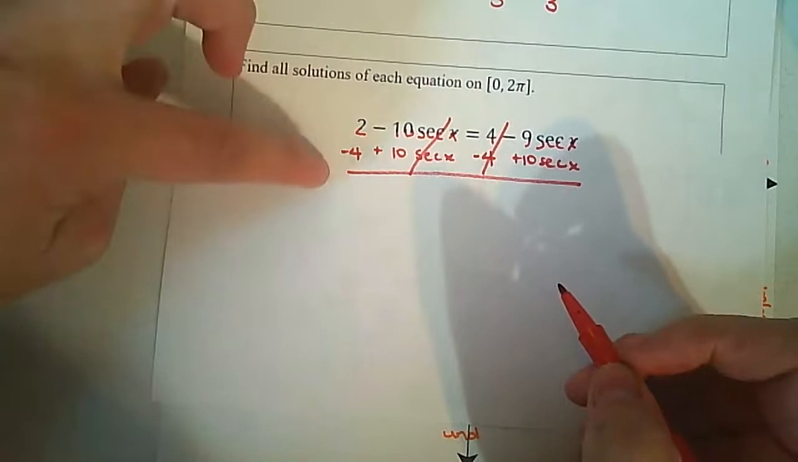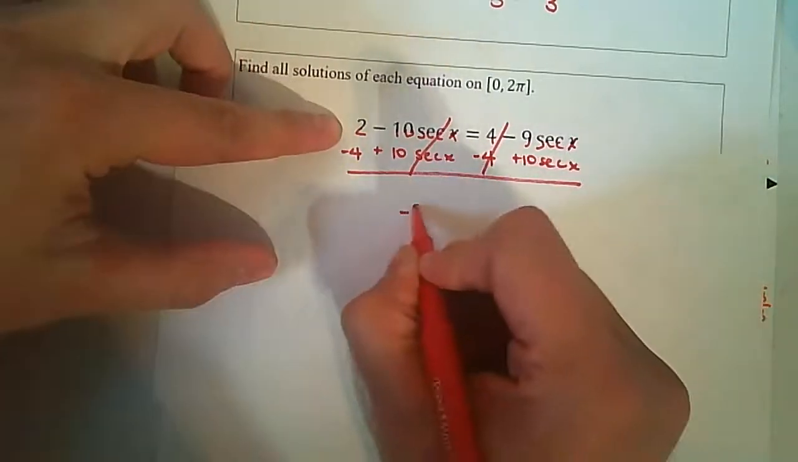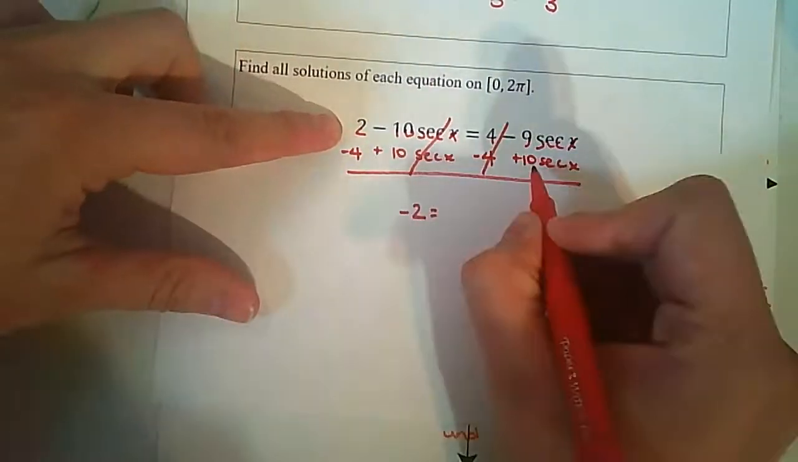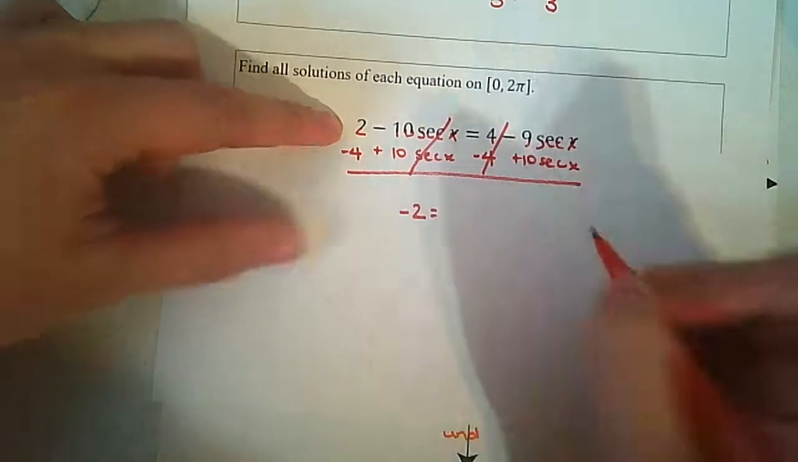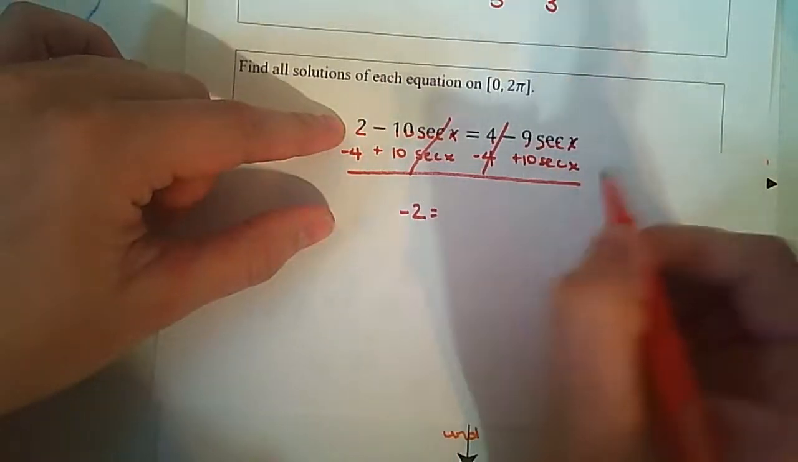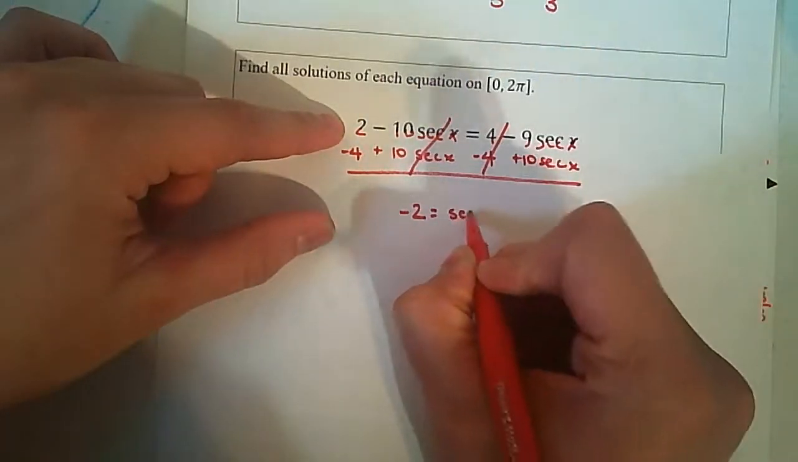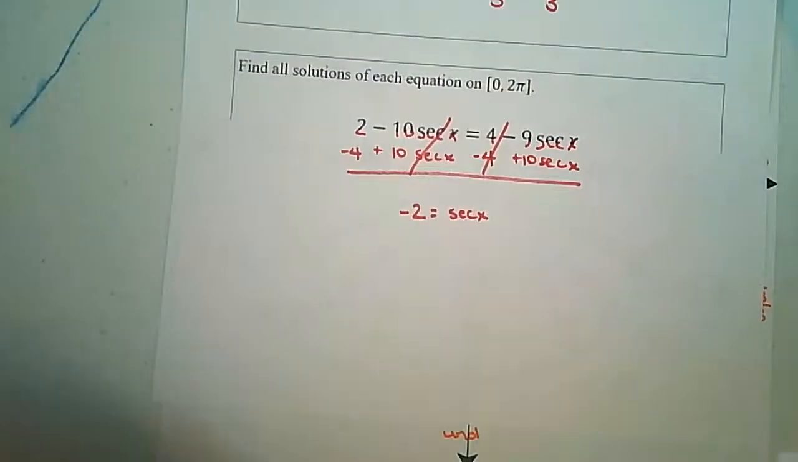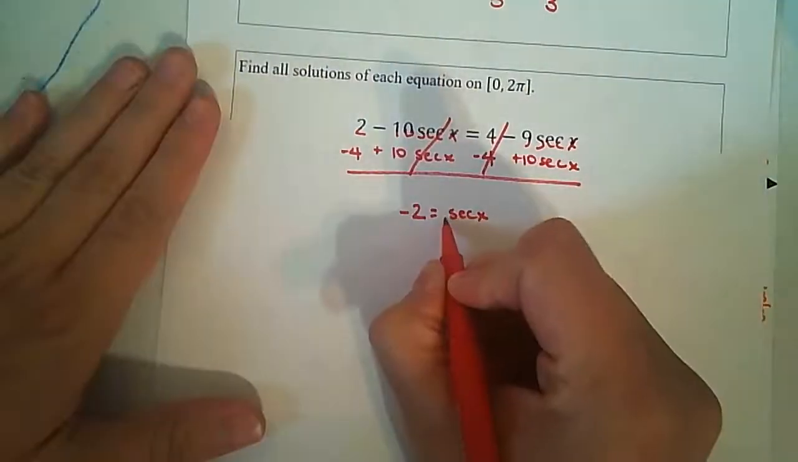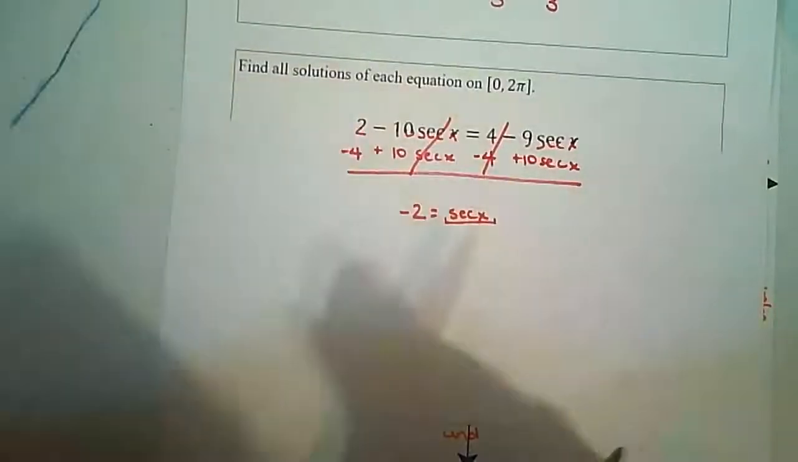So when we do this, we're going to end up getting negative 2 equals 1 secant, because negative 9 secant plus 10 secant gives me positive 1 secant. And look at that. We already have secant totally by itself, so we don't have to worry about division at all.